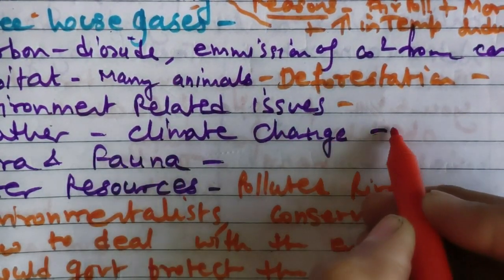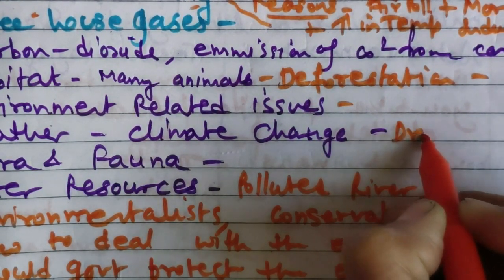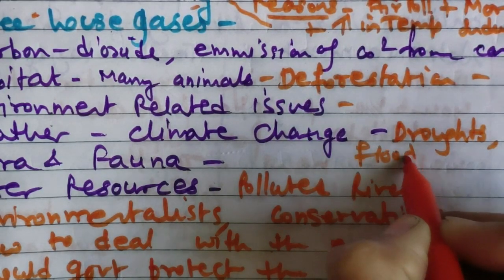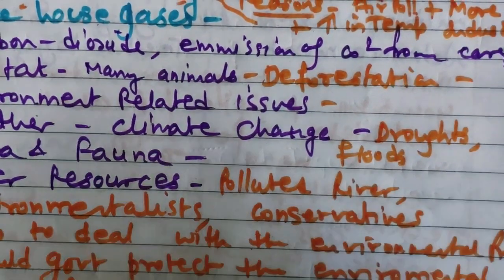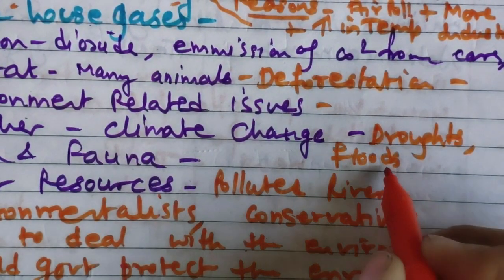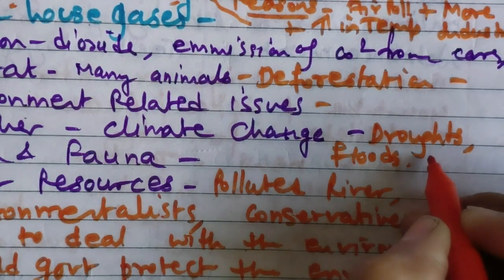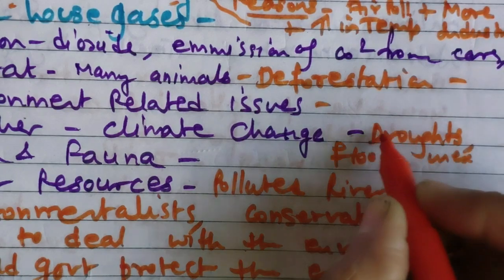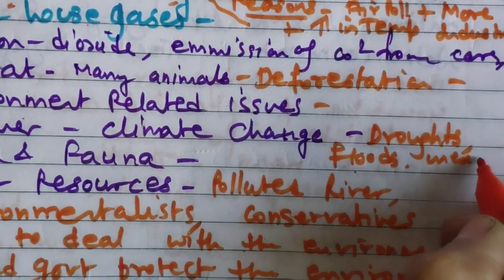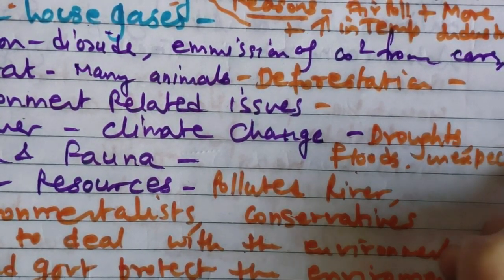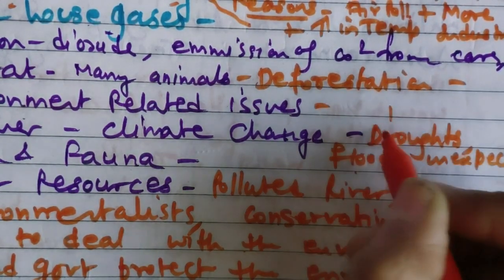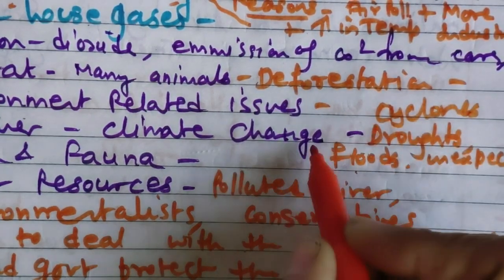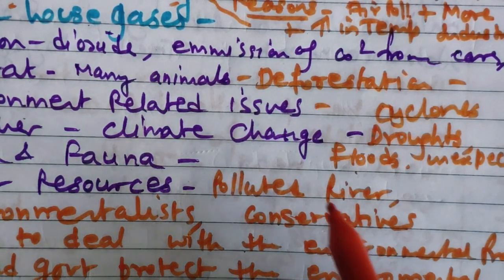Weather, climate change, yes, droughts are there, floods are there. Okay. Unexpected rains, unexpected rains come under floods. Okay. Tidal, what we call it, cyclones are there. Okay. Cyclones come in this climate change.